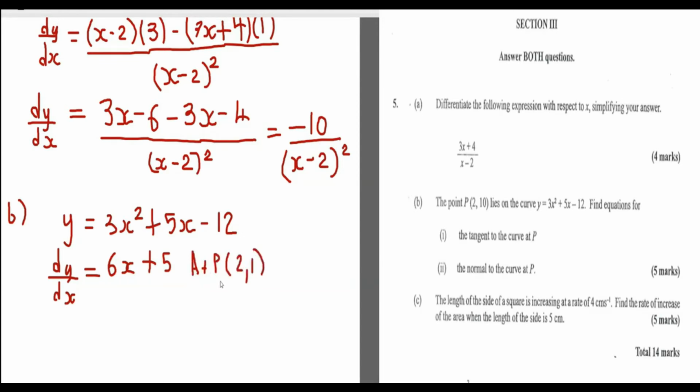Now, the gradient of the tangent at P is equal to dy by dx at this point. So all we need to do is plug 2 into this. When x is 2, that will give us the gradient of the tangent. So the gradient of the tangent is 6 times 2 plus 5. 6 times 2 is 12, plus 5, that's 17. So that gives us the gradient of the tangent.